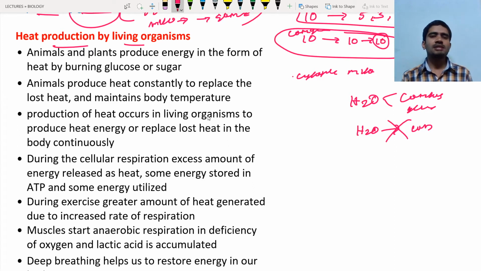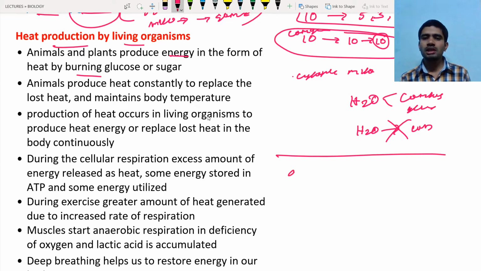So the animals and plants produce energy in the form of heat by burning the glucose or sugar solution. Just now we have discussed that the burning of glucose is going to produce energy. Whether it may be plants or animals, all these organisms need energy. During the burning of the glucose molecules, the energy will be produced and this energy is maintained in the body.